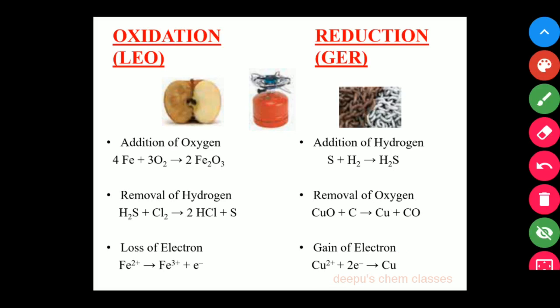Based on the electron concept, oxidation is shortly abbreviated as LEO, that is, loss of electron is oxidation. And reduction is abbreviated as GER, that means gain of electron is reduction. So I am giving you oxidation and reduction comparatively. You may also write these points separately, three points for oxidation and three points for reduction.